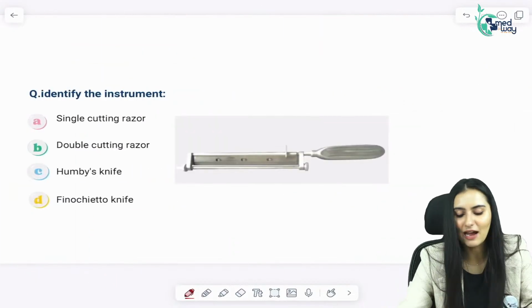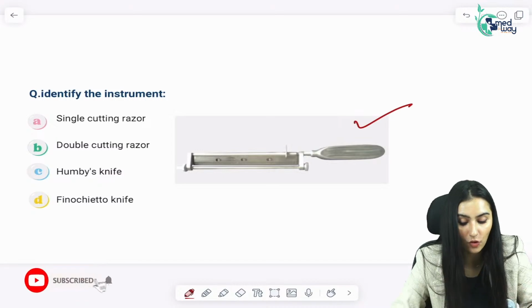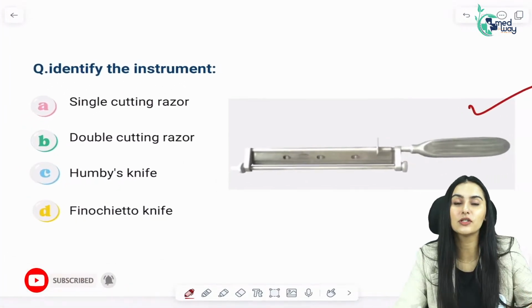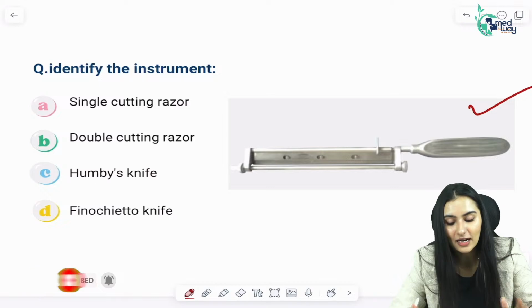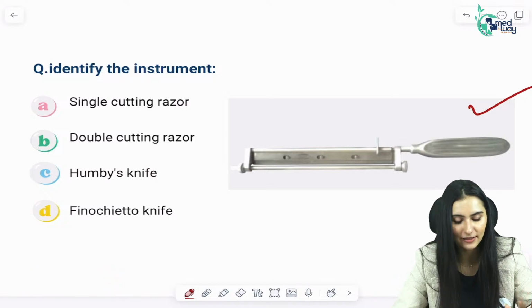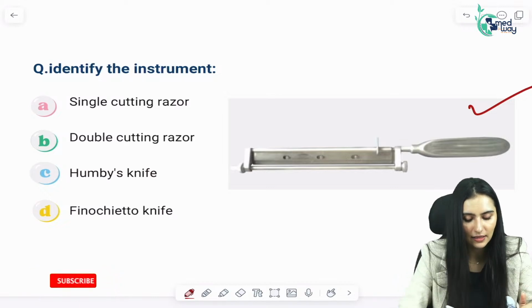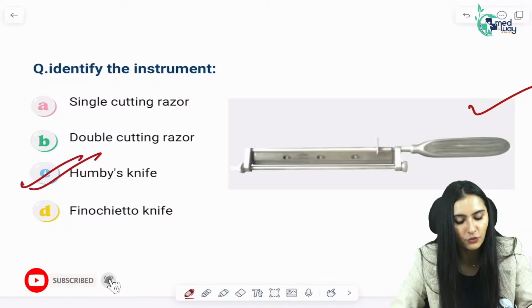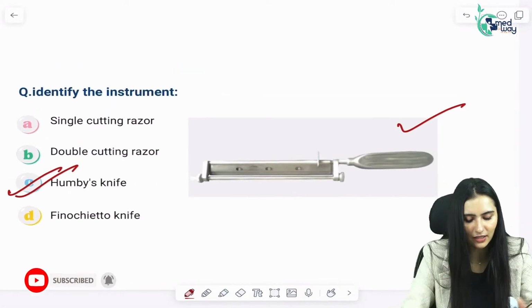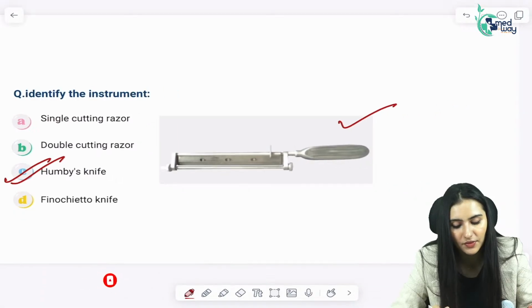Again, you just have to look at the picture, you cannot get it wrong. These are going to be the questions that will decide you pass or fail, or that will decide you getting selected or not getting selected if they come in NEET-PG. What is this? This is Humbee's knife. Just you need to know this. Single cutting razor, double cutting razor, they've just randomly made names. This is just Humbee's knife.